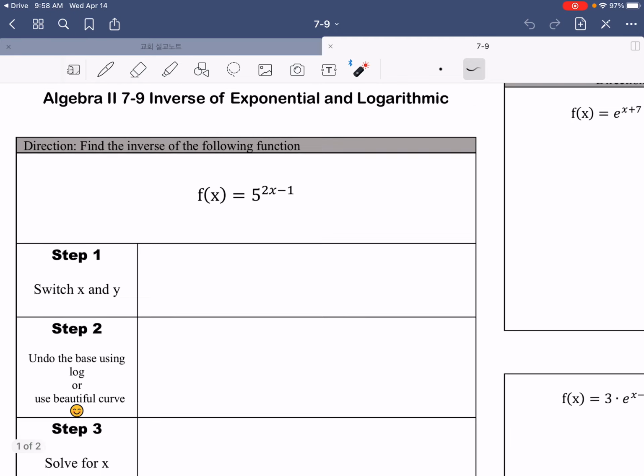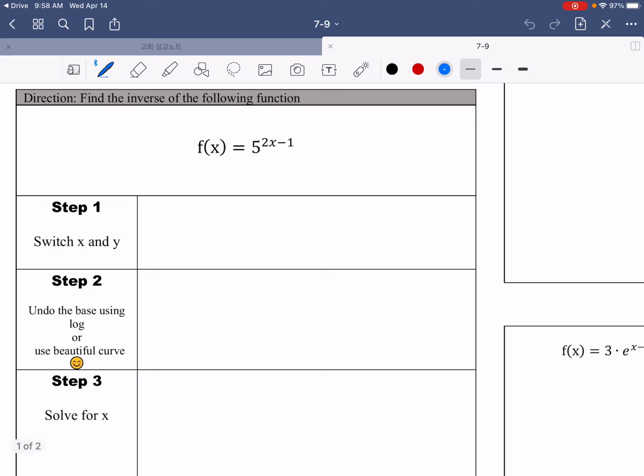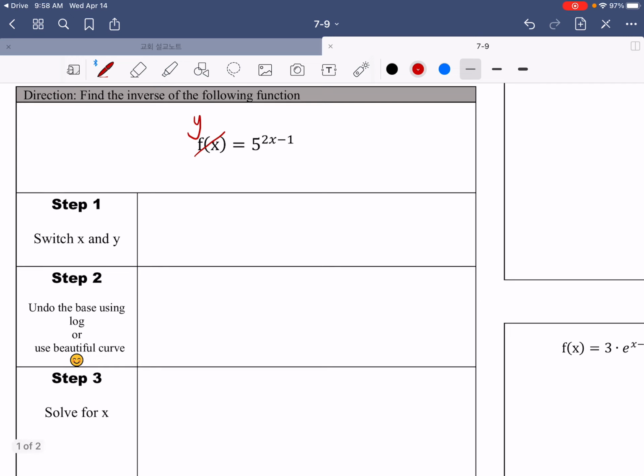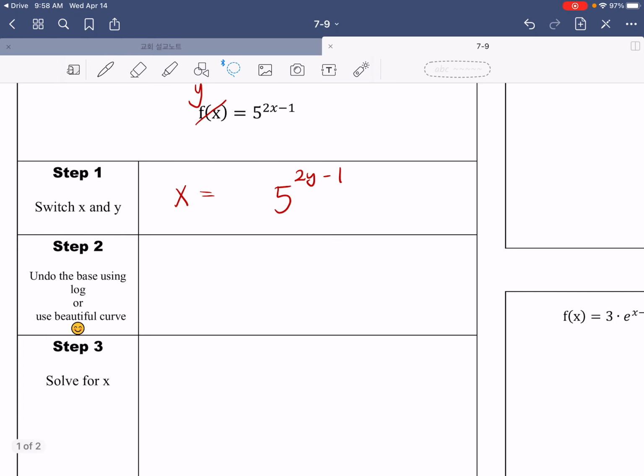So always, if the question asks for the inverse function, the first step that you have to do is to change f of x into y, okay? And step one is always to switch x and y. So let's do this. X equals 5 to the 2y minus 1. Let's leave some space here, okay? So this is what you do first. We switched x and y.